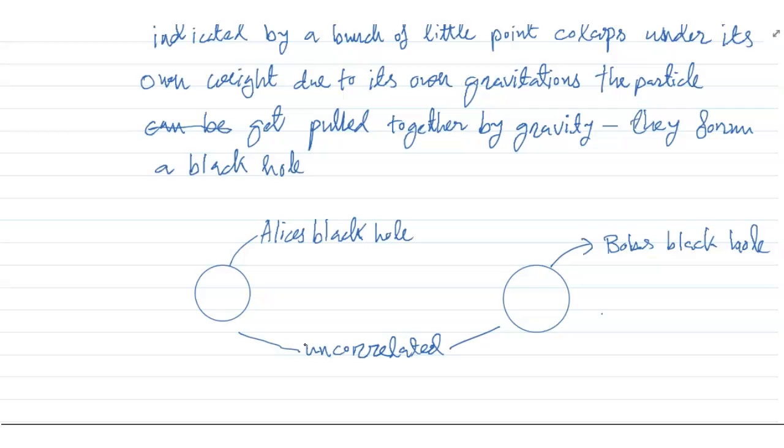No interaction, no correlations. If perchance Alice happened to fall into her black hole, that would be the end of her, and if Bob fell into his black hole, that would be the end of him. That is the story. This is Bob's black hole and this is Alice's black hole.